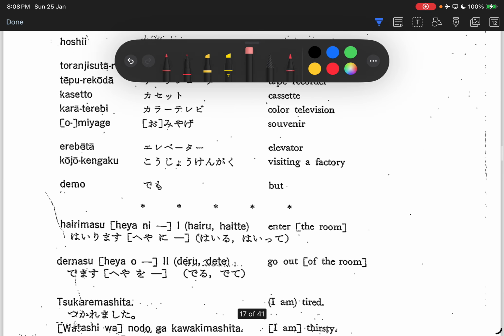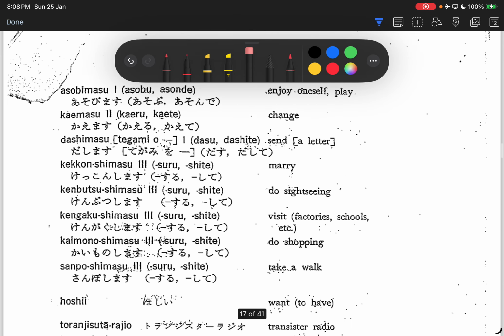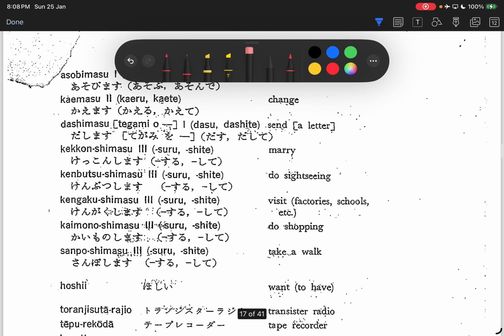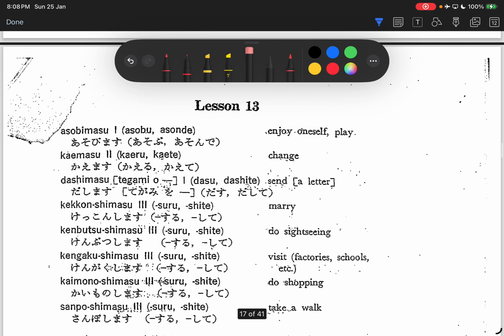Okay. Do you need a break? I think no need. Okay, then we continue with lesson 13, vocabulary list. Okay, so repeat after me. Asobimasu.